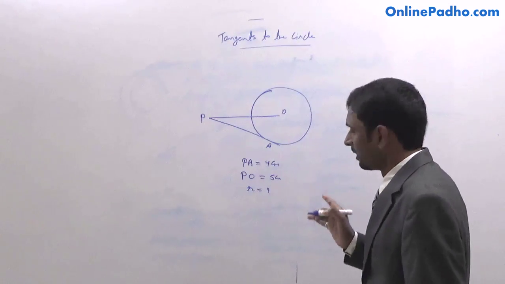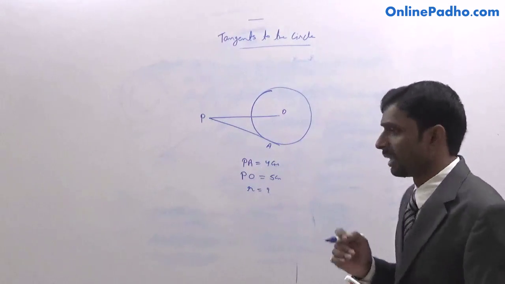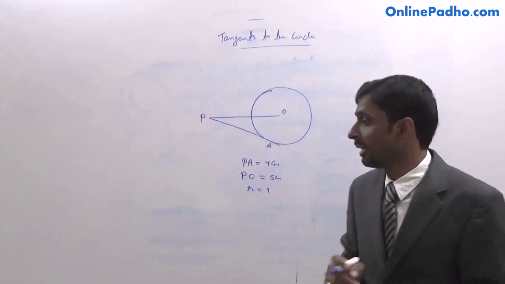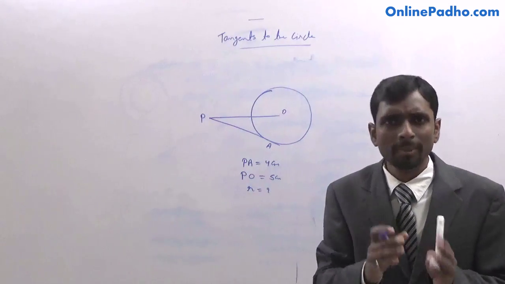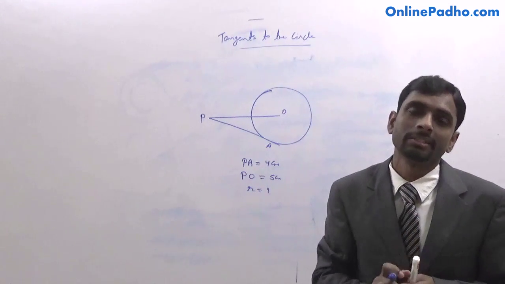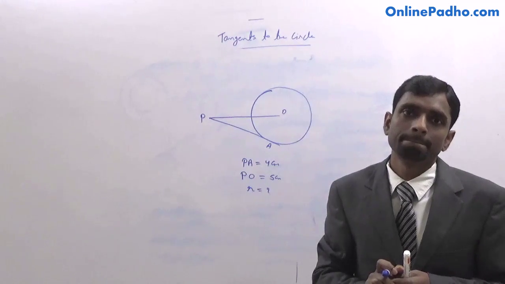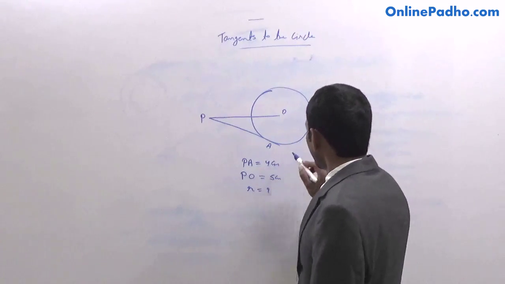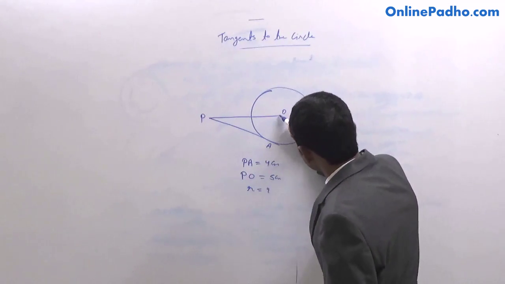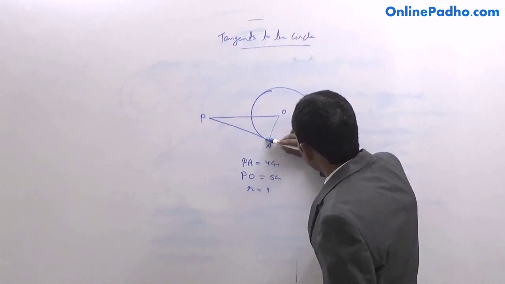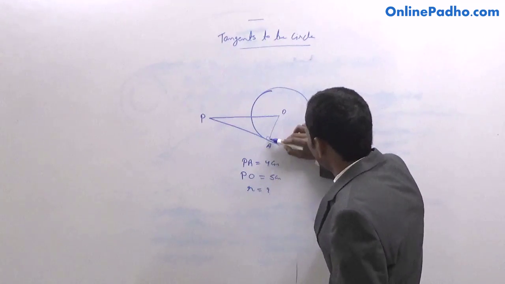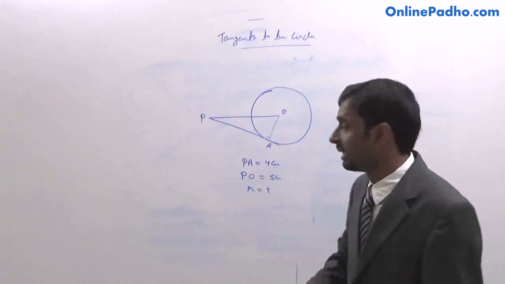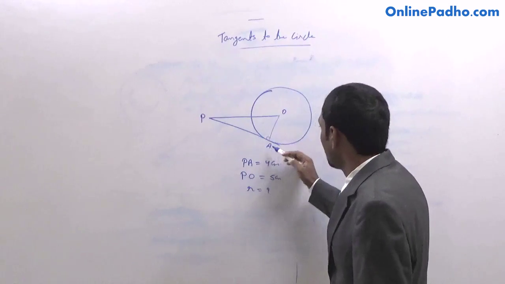In a circle, the length of the tangent is 4 centimeter and the distance from the center to the exterior point is 5 centimeter. So what will be the radius? What is the length of the radius? Right? So we have to find the length of the radius here. We can draw a construction, joining O with A. If you draw OA, you can say OA is perpendicular to PA. Why? Because of the first theorem. The first theorem said that the tangent is perpendicular to the radius.